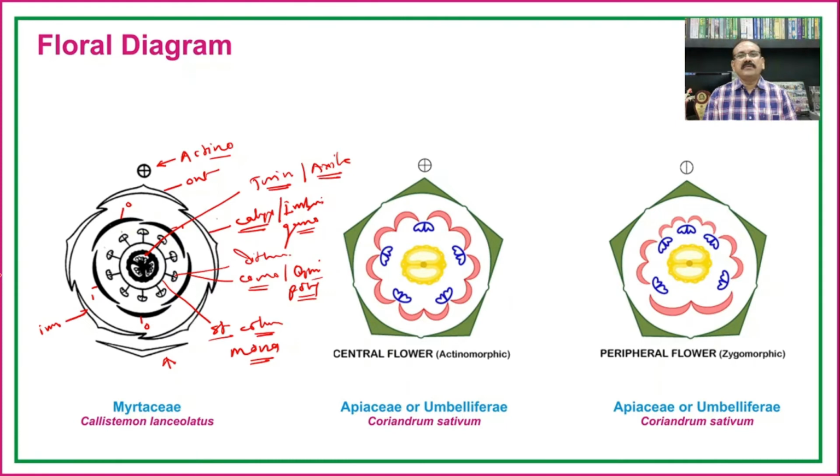So such type of floral diagram is found in Callistemon lanceolatus of the family Myrtaceae.